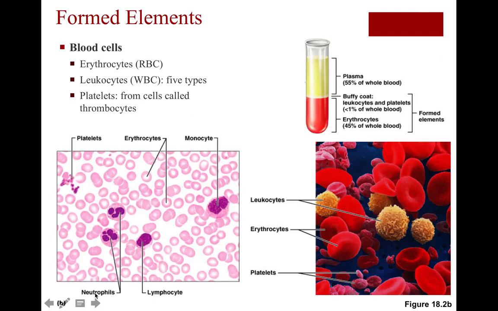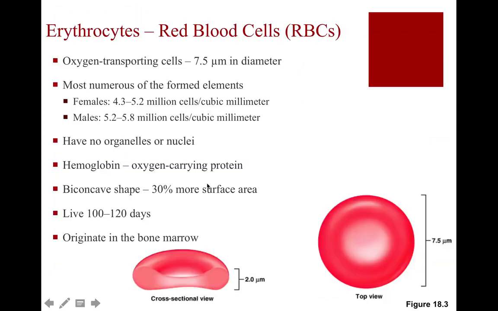Now, anytime you hear the words formed elements, it implies basically the cells that are found inside. In this case, as we discussed, we have erythrocytes, leukocytes, and platelets. Be able to identify each of these tissues within a picture. I'm going to start mentioning the erythrocytes, and then we'll expand on it in the next presentation.